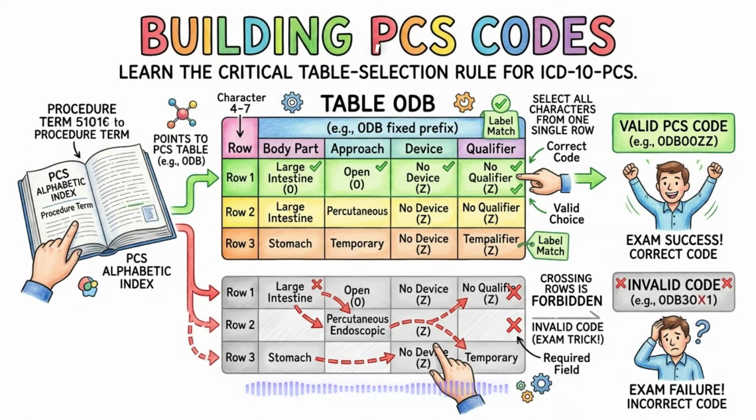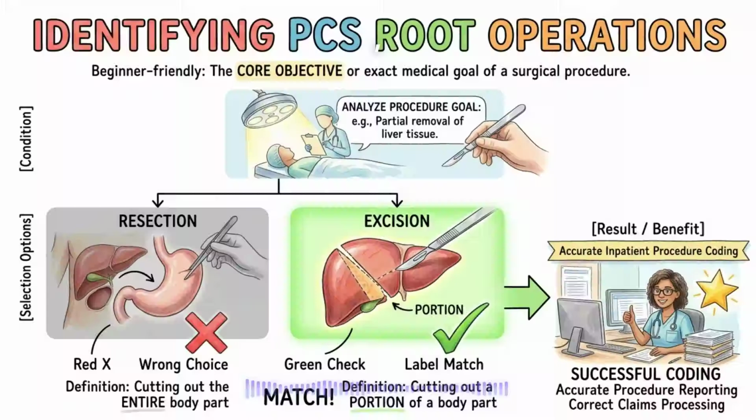Crossing rows within a table is strictly forbidden and will result in an invalid code, which is a favorite trick question on coding exams. The most challenging and important part of PCS coding is identifying the correct root operation. The root operation is the core objective or the exact medical goal of the surgical procedure. There are 31 different root operations in the medical and surgical section, such as excision, resection, bypass, and inspection.